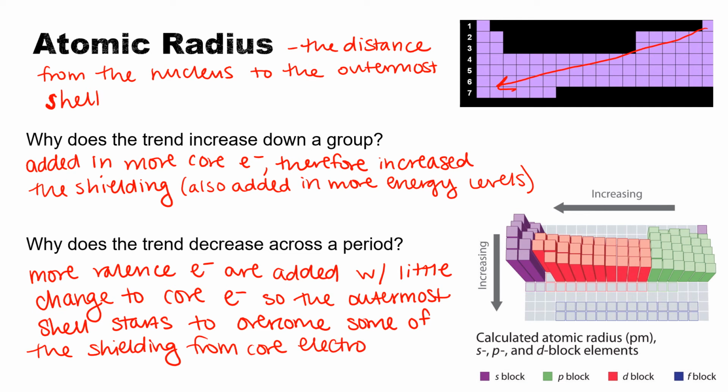As I add more valence electrons to that outermost shell, those extra valence electrons are going to be able to overcome the core electrons and actually draw in closer to the nucleus. This is why we see that atomic radius is going to decrease across the period, because that outer shell is going to be coming in closer to the nucleus.